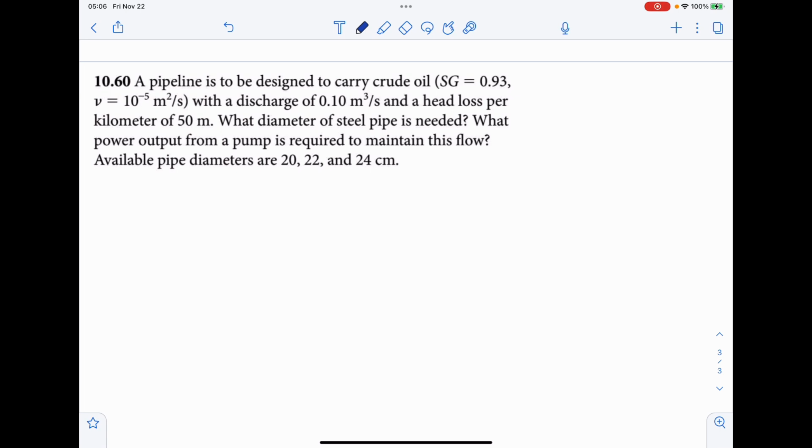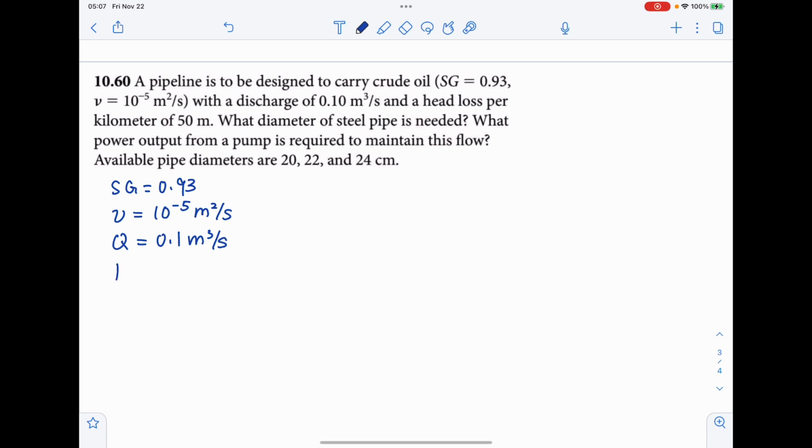Now let's look at the second problem, 10.60. A pipe is to be designed to carry crude oil. The specific gravity here is given as 0.93. And the viscosity is 10 to the negative 5 meters squared per second. The discharge is 0.1 cubic meter per second. The head loss per kilometer is 50 meters.